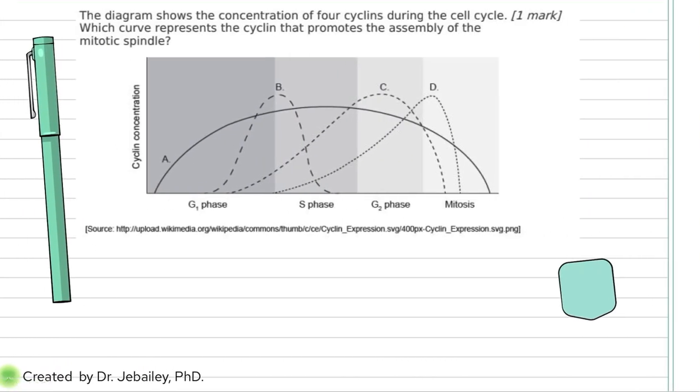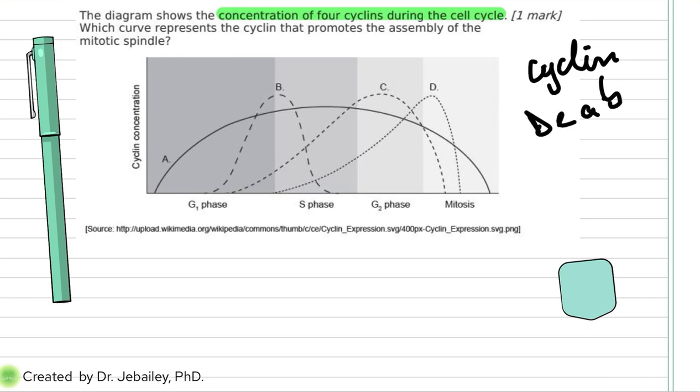Now let's look at this one. This is a diagram that shows the concentration of cyclins during the cell cycle. If you do remember, the cell cycle is controlled by cyclins, right? And it's basically based on four types of cyclins, which are D, A, B, and E. And they are the ones that regulate when you go from one stage to the next.